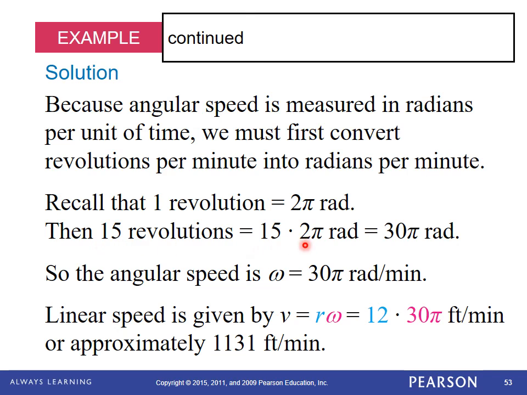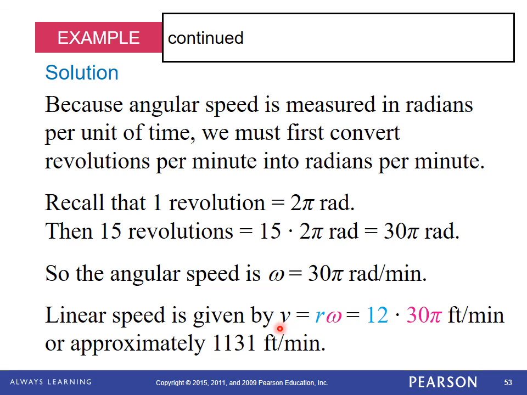Well, we just multiply it by 2 pi. Why do we multiply by 2 pi? Because 2 pi is the circumference around a circle. So if it's 15 revolutions per minute, we say 15 times 2 pi. We want to know how fast is the angle changing. And so it's 30 pi. That's how fast the angle is changing. 30 pi radians per minute.